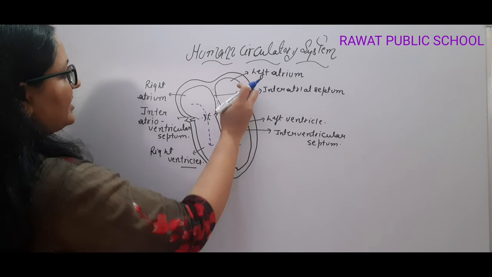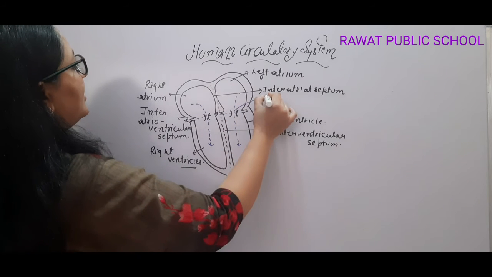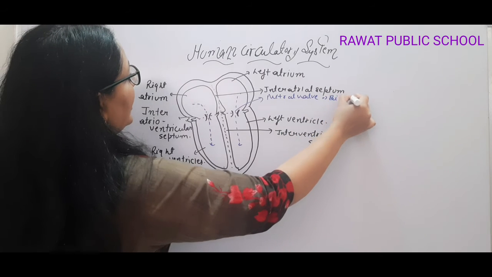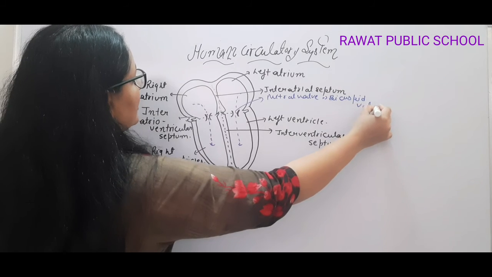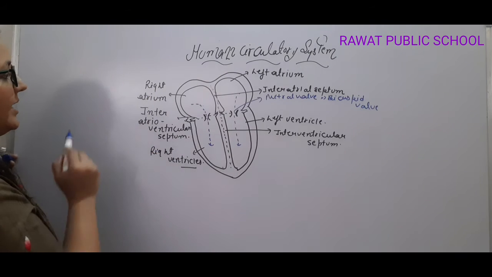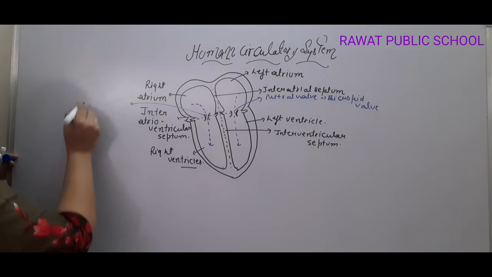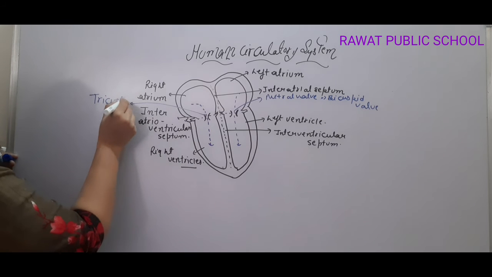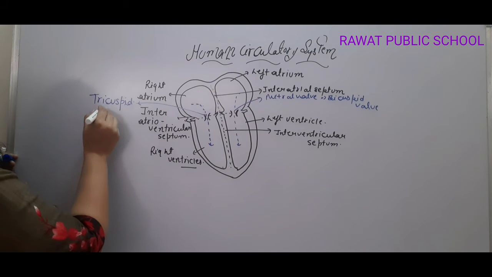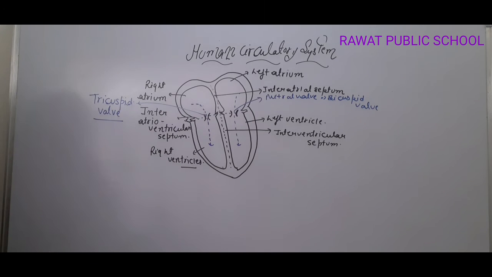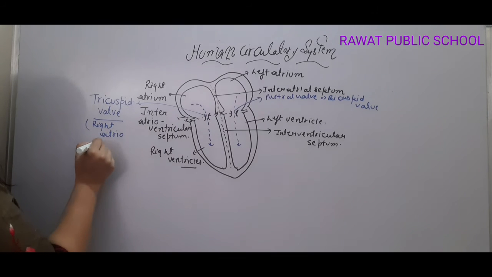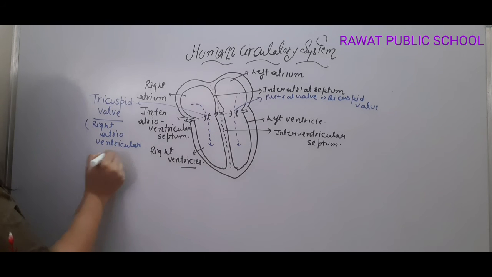The valve which is present between the left atrium and the left ventricle is the mitral valve, also known as bicuspid valve, because it has two cusps. And the valve which is present between the right atrium and the right ventricle is known as tricuspid valve. It can also be known as right atrioventricular valve. So this is the right atrioventricular valve.